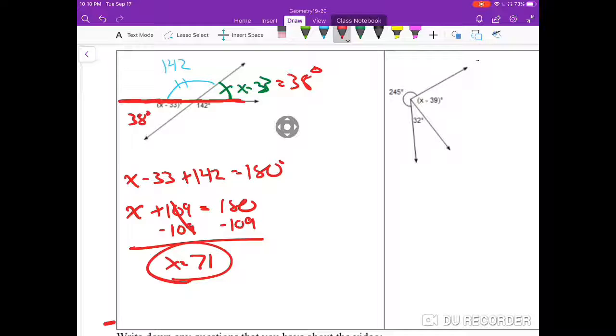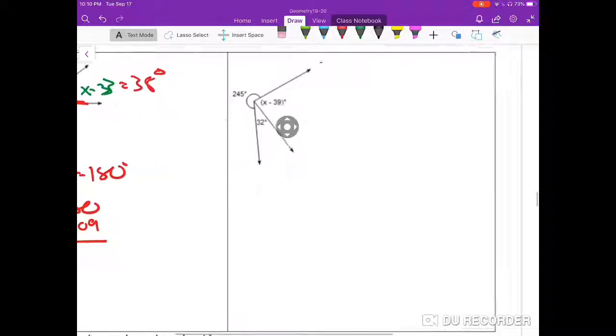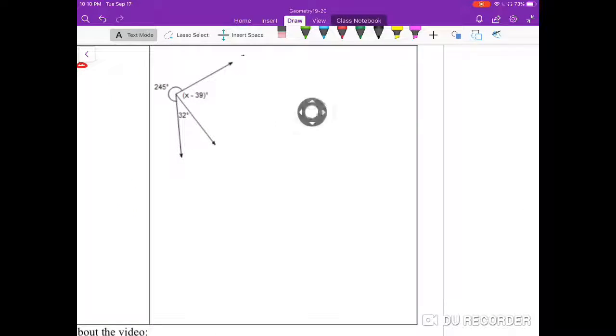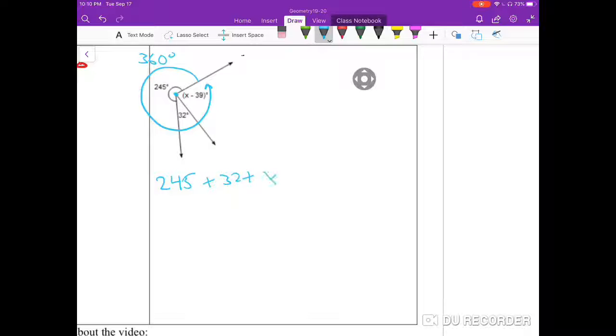Okay, so last picture, last example here. We've got 245, x minus 39, and 32. So I'm going to solve for x and the missing angle, but here's one that comes up every once in a while. If we have this point here, the degrees that a full circle makes is 360. So if I have all these angles around a singular point, I know that they're 360 degrees. So I can add 245 plus 32 plus x minus 39 equals 360. And I can solve from there.